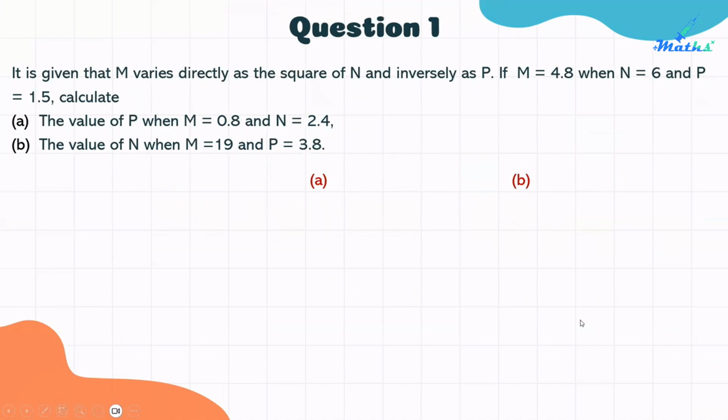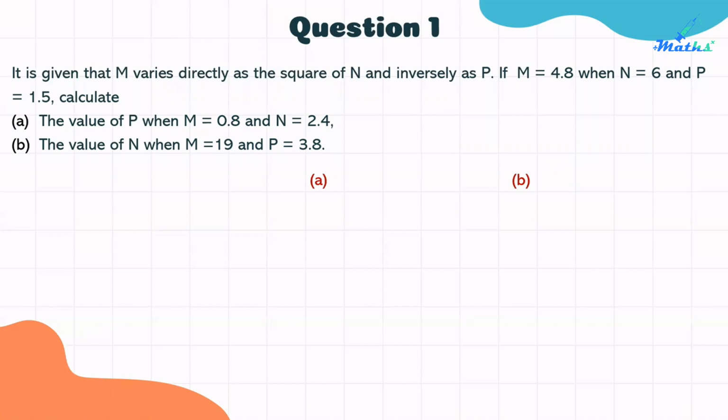Question 1. It is given that m varies directly as the square of n and inversely as p. If m equals 4.8 when n equals 6 and p equals 1.5, calculate question A, the value of p when m equals 0.8 and n equals 2.4.